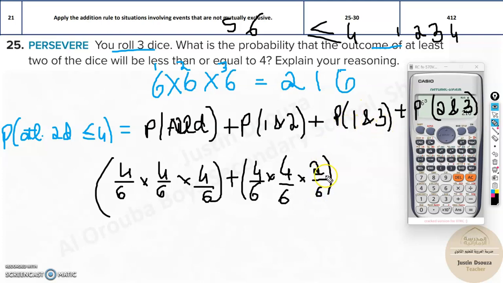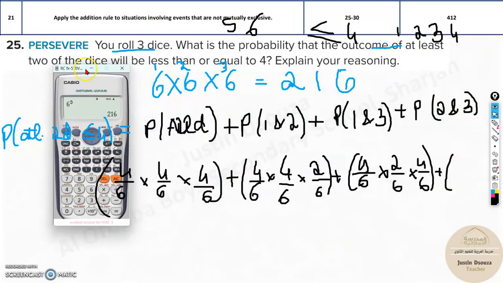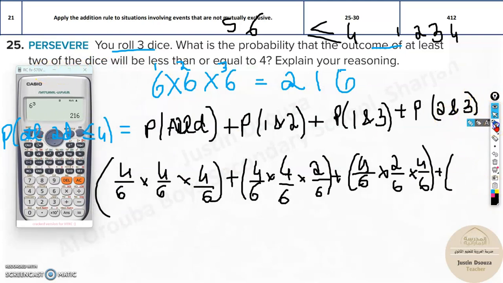Same thing over here, but the first die will be 4 by 6, second die will be 2 by 6, and the third die will be 4 by 6. And last one, 2 and 3, will be 4 by 6, whereas the first die will be 2 by 6 multiplied by 4 by 6 and 4 by 6. And that is the answer.